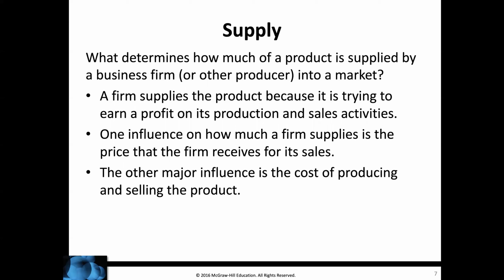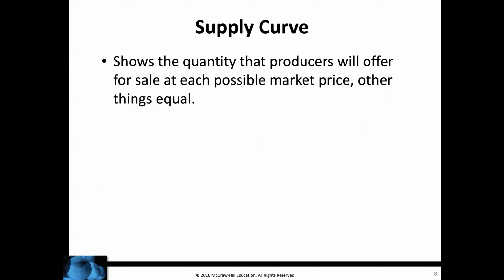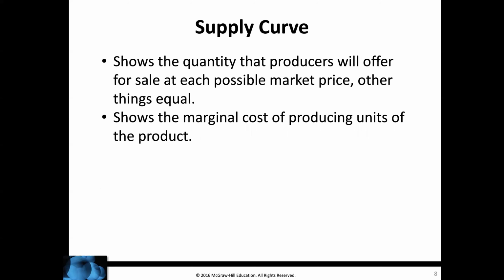The other major influence is the cost of producing and selling the product. So one is the price that they can sell it for, the other is the cost of actually making that product and selling it. So as with the demand curve, we have a supply curve, and this shows the quantity that producers will offer for sale at each possible market price, other things being equal. It shows the marginal cost of producing units of the product.